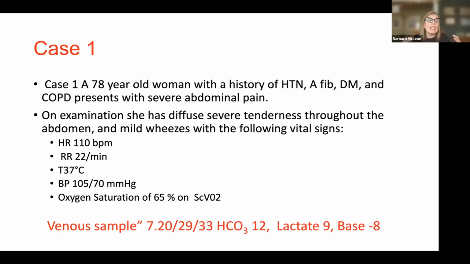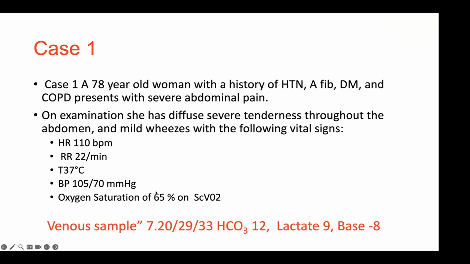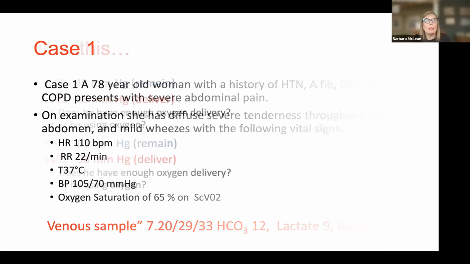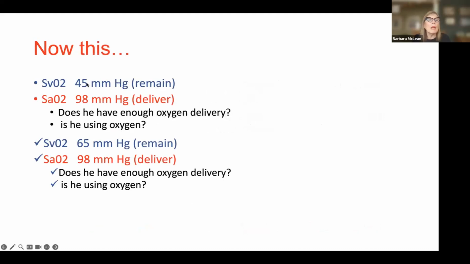But when we did a venous sample from a central line, her bicarb was 12, her lactate is 9, her base is in deficit at -8. That means she's got oxygen, but she isn't using it, which typically means she's vasoconstricted or she has some type of shunt. Okay, so now this: SvO2 45, SaO2 98, does that patient have enough oxygen delivery?